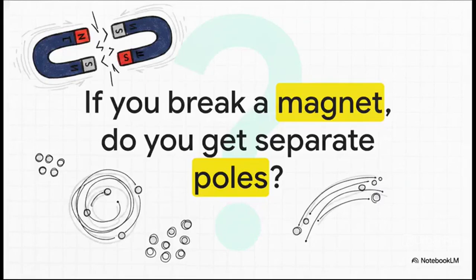So picture this. It's a classic thought experiment. If you have a typical bar magnet and you just snap it right down the middle, do you finally get a purely north piece and a purely south piece? Okay, let's dive into this. Because the answer is a resounding no. There is no way to do it. Cutting a magnet never ever isolates a single pole. Instead, you instantly create two smaller, perfectly functioning magnets, and each one has its very own north and south pole.